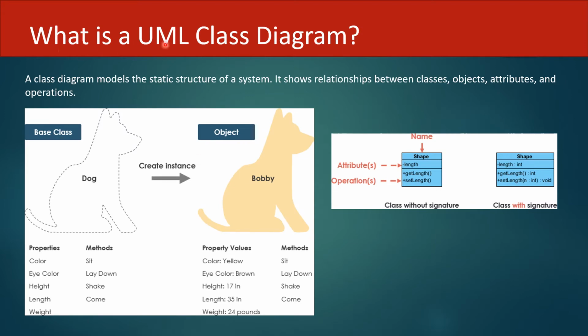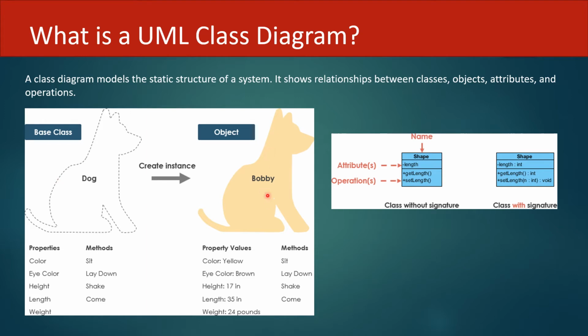So now, what is a UML class diagram? A class diagram models the static structure of a system. It shows the relationship between classes, objects, attributes, and operations. So now, what's a class? A class is a blueprint of an object, or a class is a collection of similar objects.